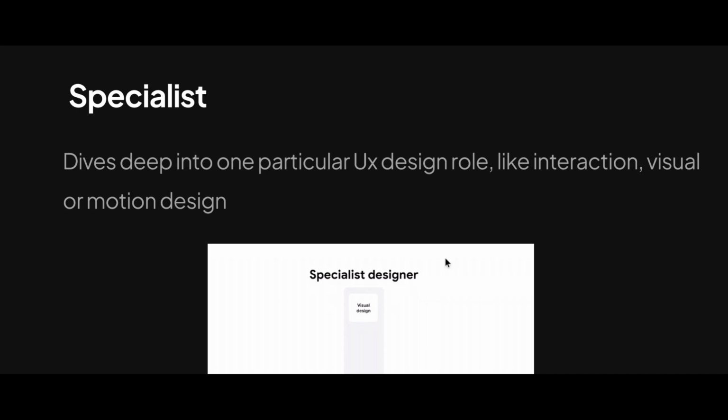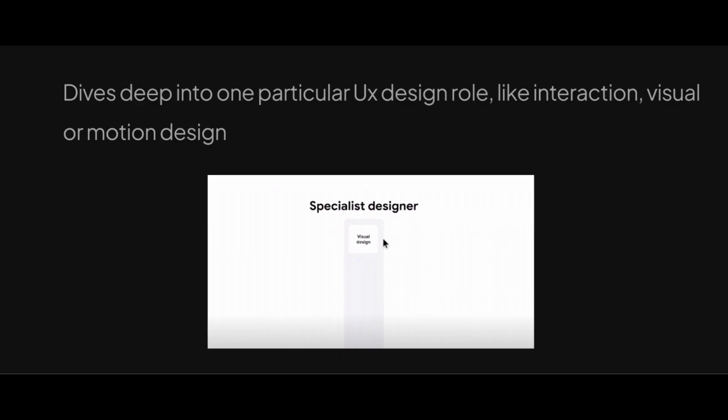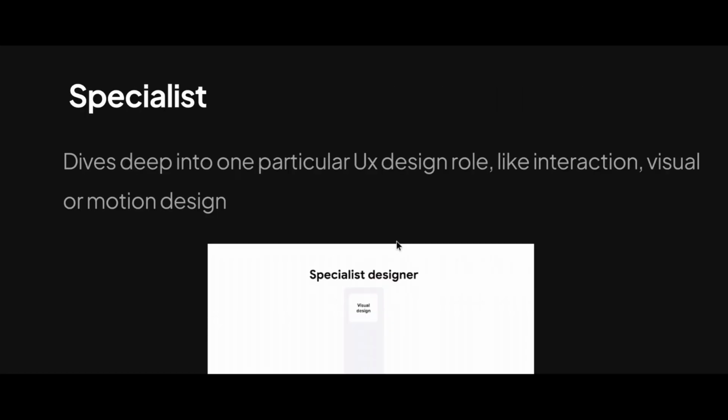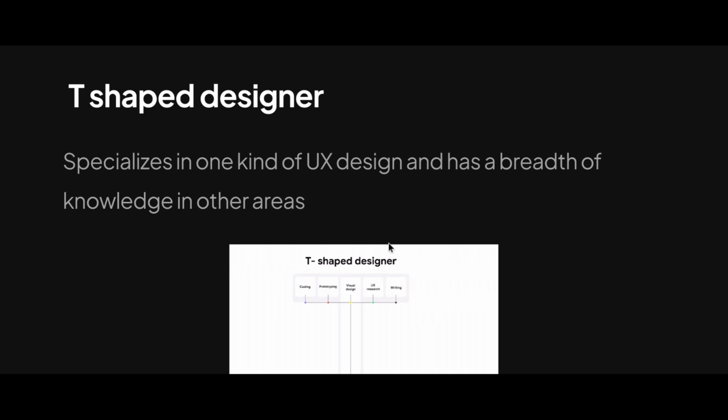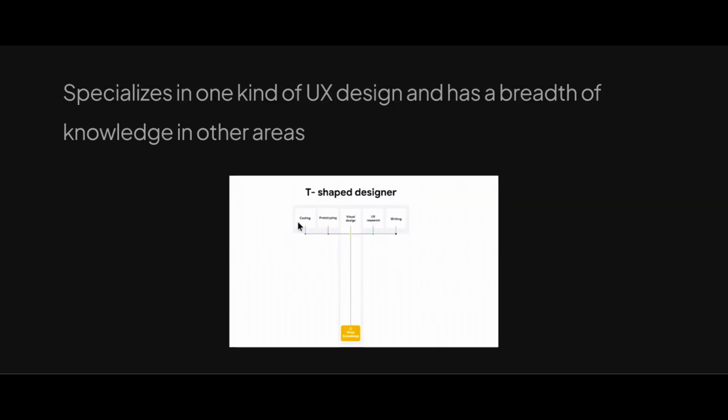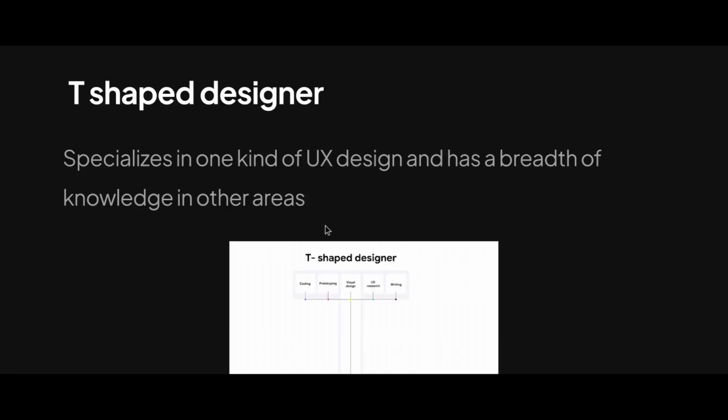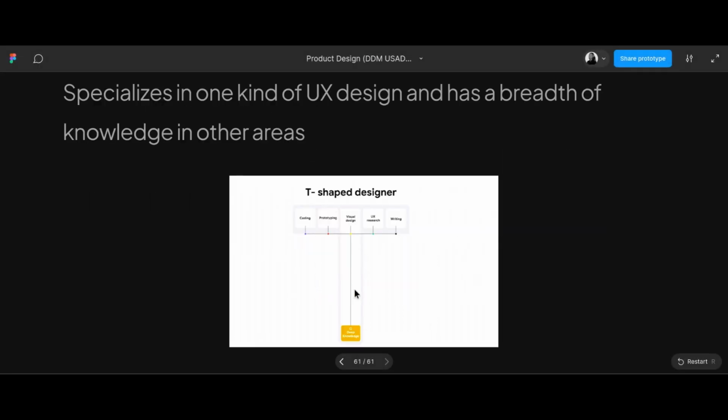Then we have a specialist, who dives deep into one particular UX design role. For example, somebody whose area of specialty is just UI design. You can decide to specialize in just one part, and some people specialize in user research. We also have the T-shaped designer, specialized in one kind of UX design and with a breadth of knowledge in other areas. You can see the specialization of a T-shaped designer, with depth of knowledge in visual design.